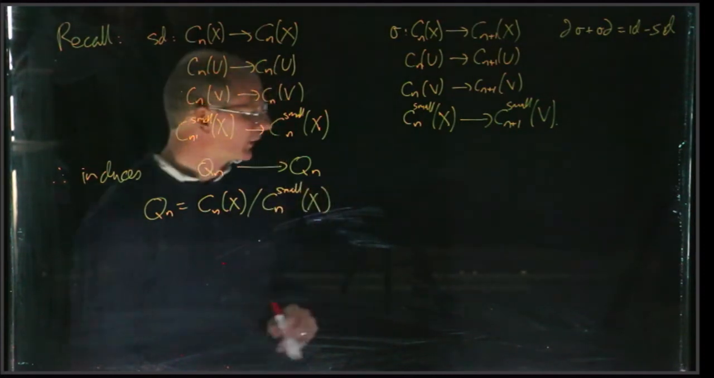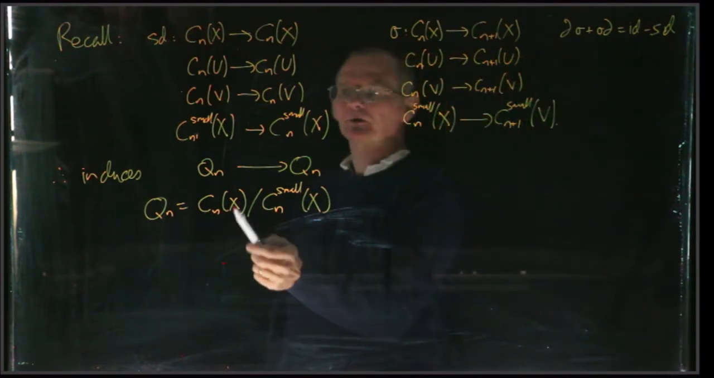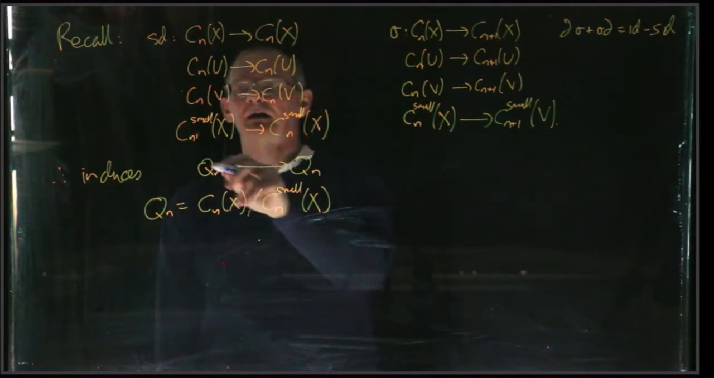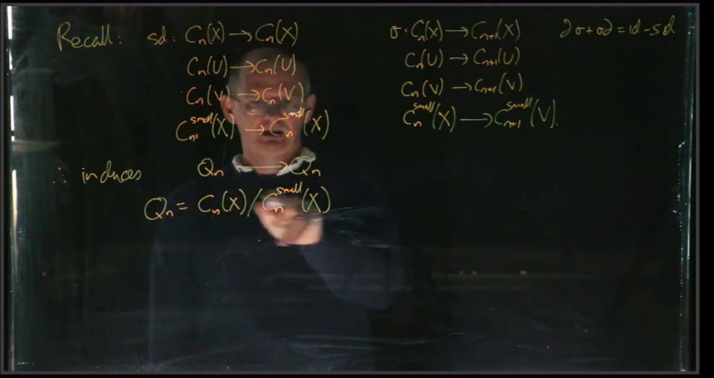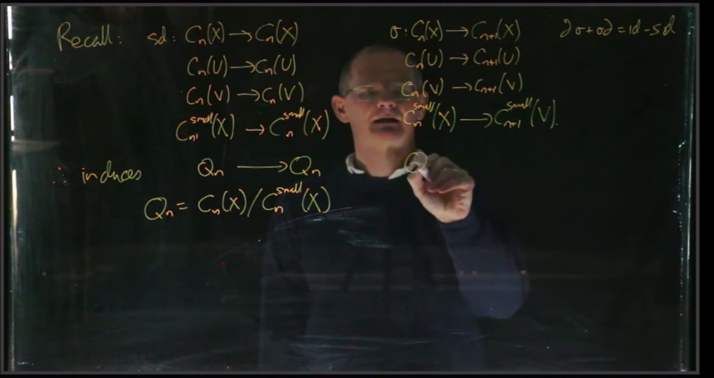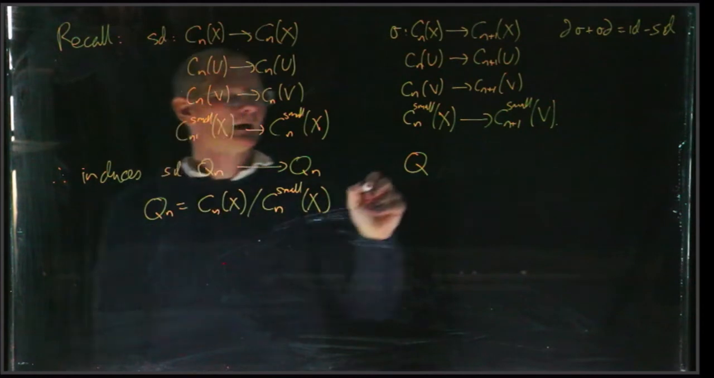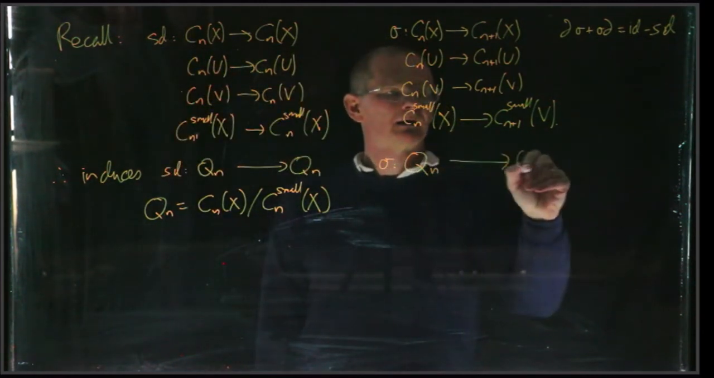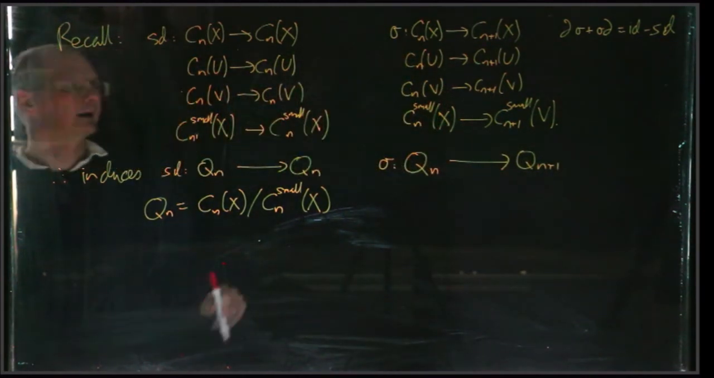So now we can form the quotient. I'm going to define Qn to be the quotient, CnX modulo the small stuff. Because the subdivision is sending Cn to Cn and Cn small to Cn small, it induces a map Qn to Qn, and we're still going to call this map SD. Similarly, we get an induced map sigma from Qn to Qn plus 1.